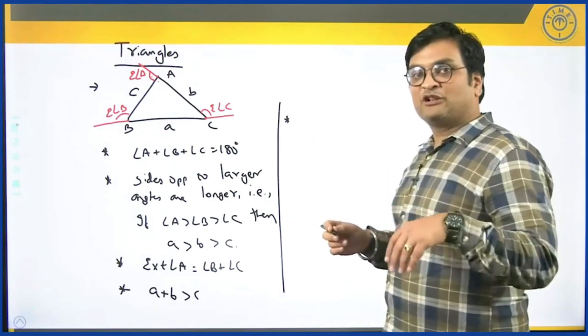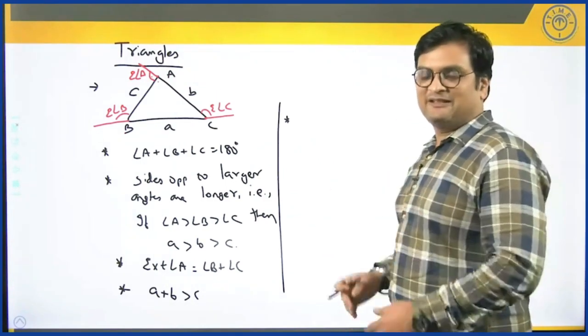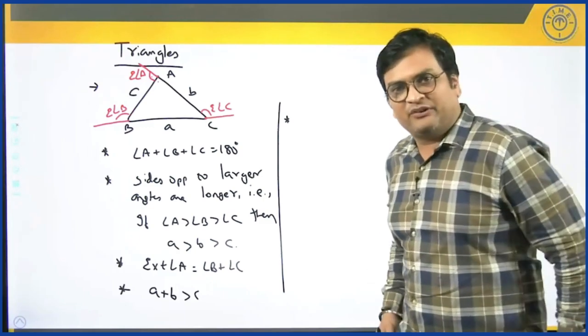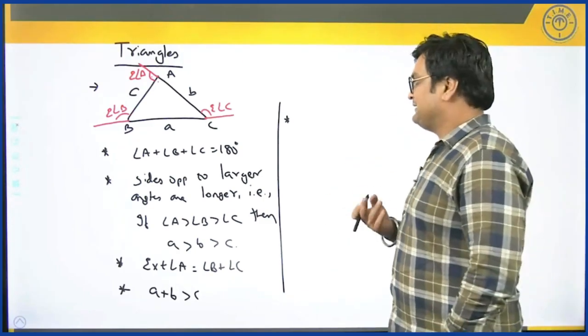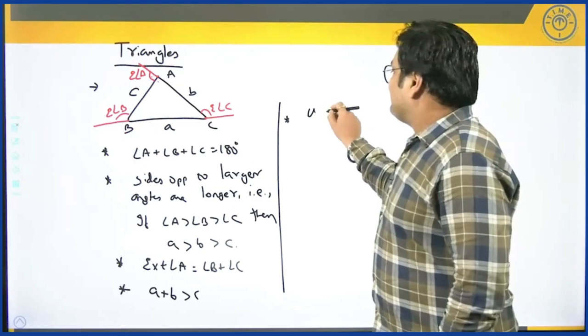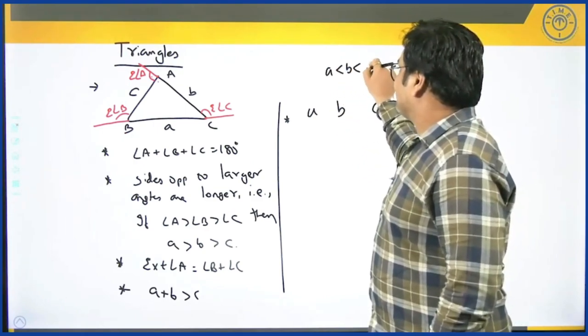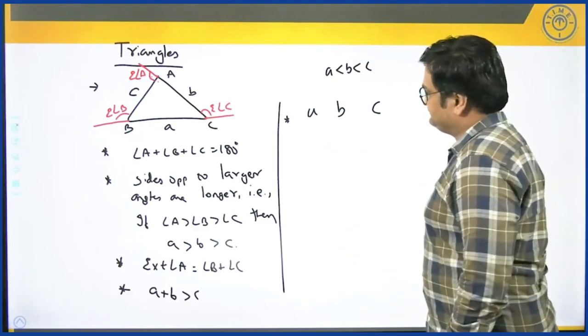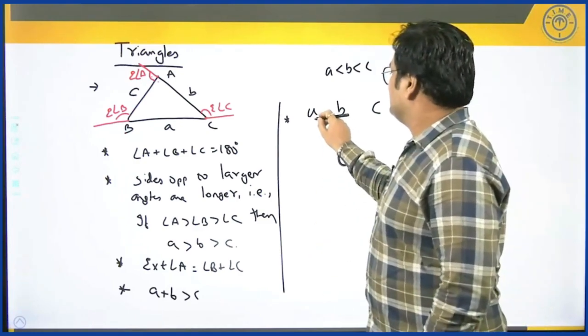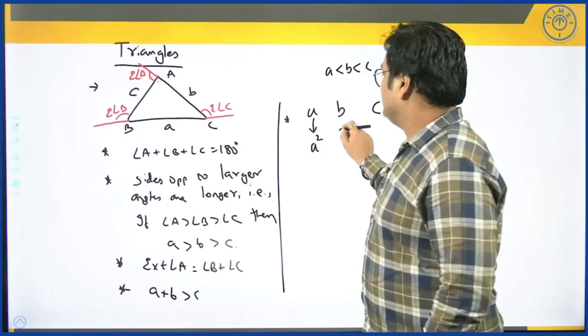How do we identify what type of triangle do we have? Is it acute angle triangle? Is it obtuse? Is it equilateral? How do we check that? If you have three sides like this, say a is less than b is less than c, c is the longest side. Then what we do is, you take square of each side.